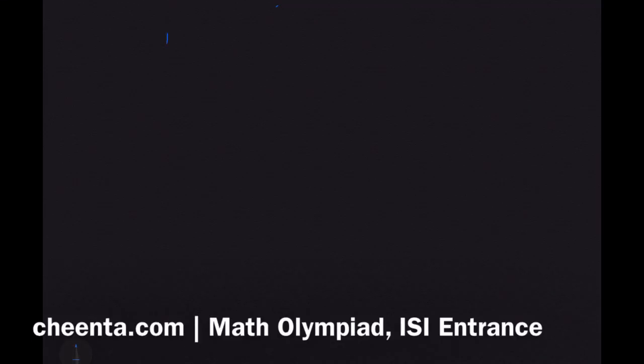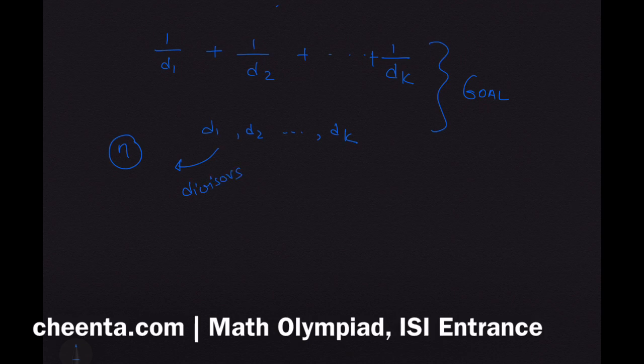We want to know the sum of 1 over d1 plus 1 over d2 up to 1 over dk. This is our goal. I'll give you a little background of this problem. It's given that n is any positive integer, and d1, d2 up to dk are the divisors of n. So divisors, positive divisors. This list of divisors includes 1 and n, because of course 1 and n are also divisors of n.